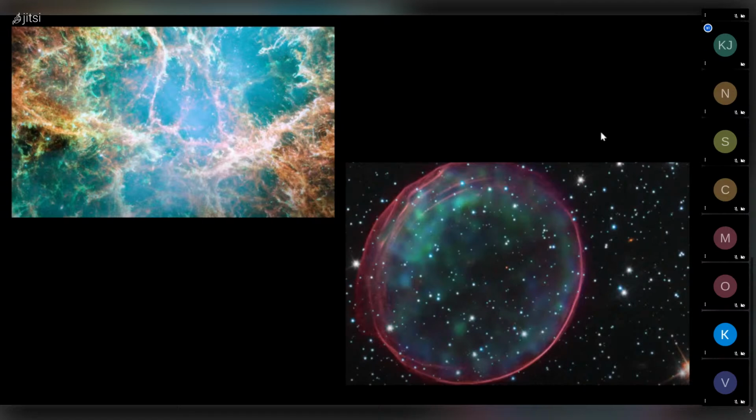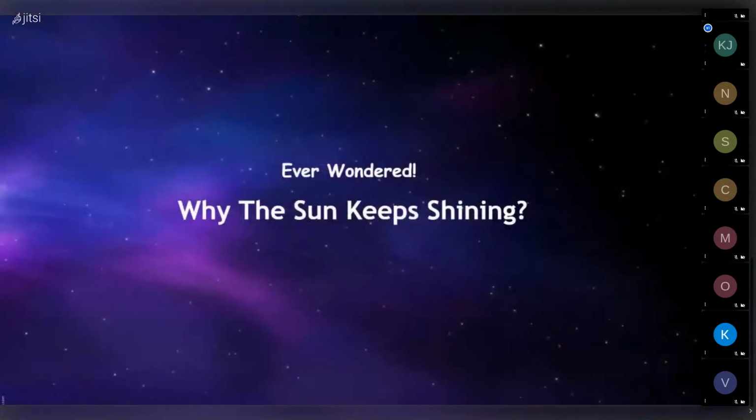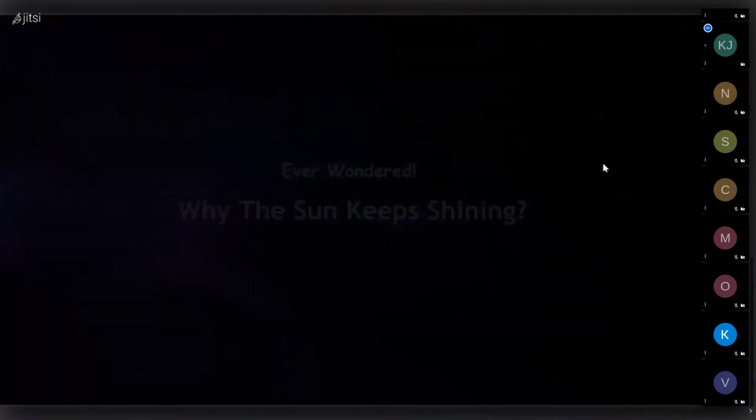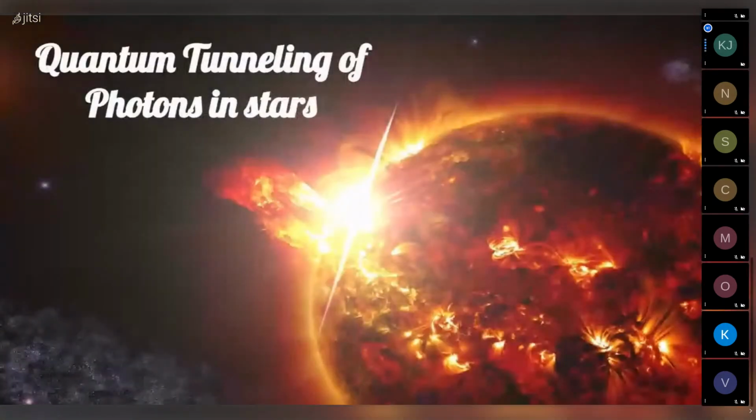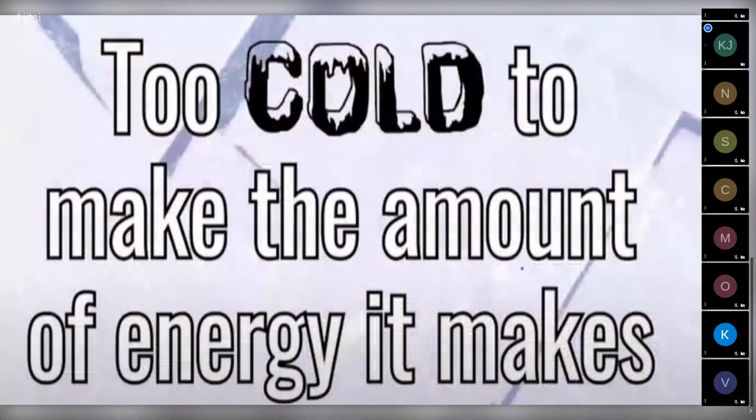Now, ever wondered why the sun keeps shining? Well, the answer comes with the next concept. The next topic is going to be quantum tunneling of photons in stars. Next time you look up at the big nuclear fusion plant in the sky, which is the sun, know this: the sun actually is too cold to make the amount of energy it makes.